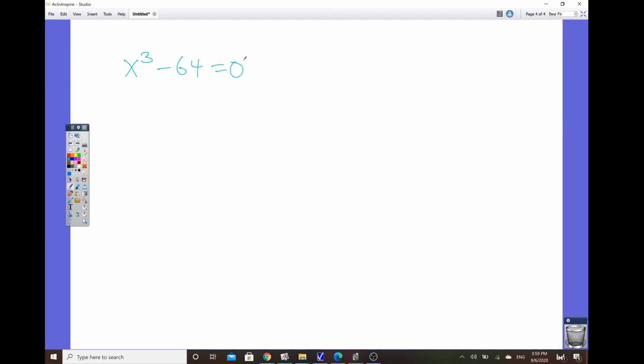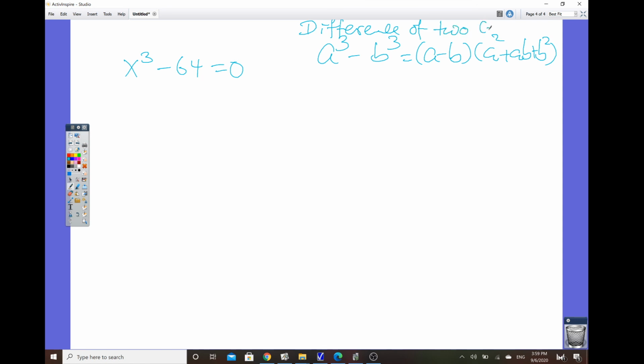So one thing that we notice in Algebra 2, we do have the difference of two cubes and the sum of two cubes formula. So the difference of two cubes, we do have a cubed minus b cubed. Once you expand it, it's a minus b times a squared plus ab plus b squared. So this one is called the difference of two cubes. Again, if that's factorable, it's better for you to factor it first and then find the zeros.